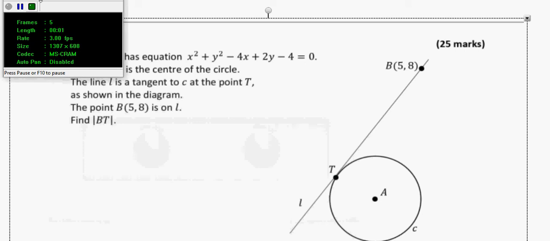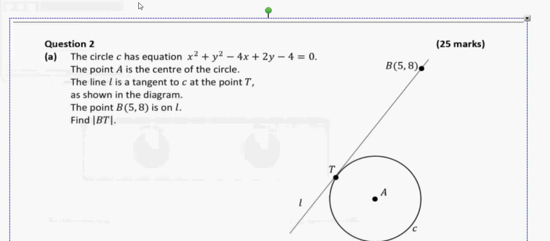Okay, guys. So we're going to practice some of these for our test on Friday. So let's try this out.